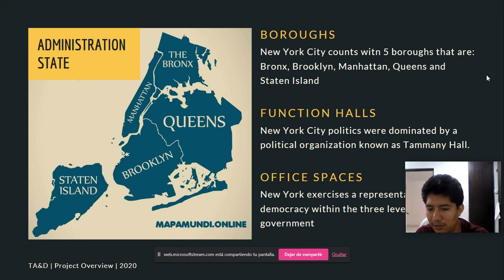In office space, it exercises a representative democracy within the three levels of government, which are legislative, executive, and judicial power. And as you can see in the left image, we have how the New York state is divided.